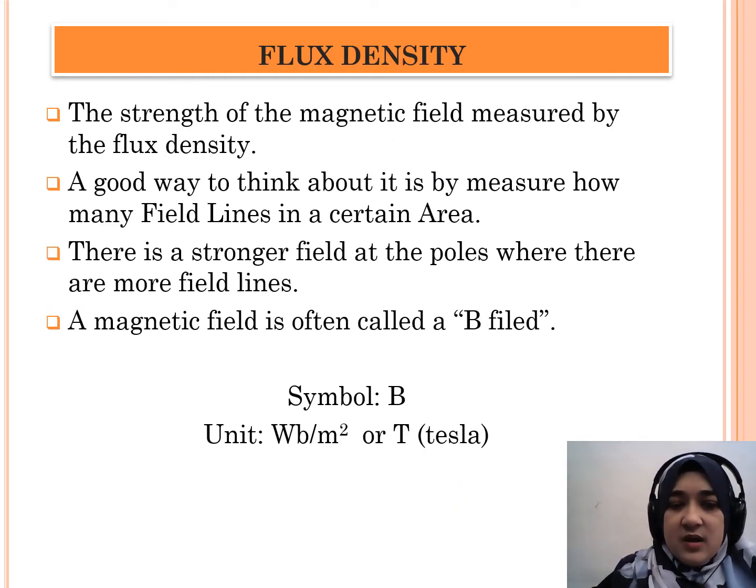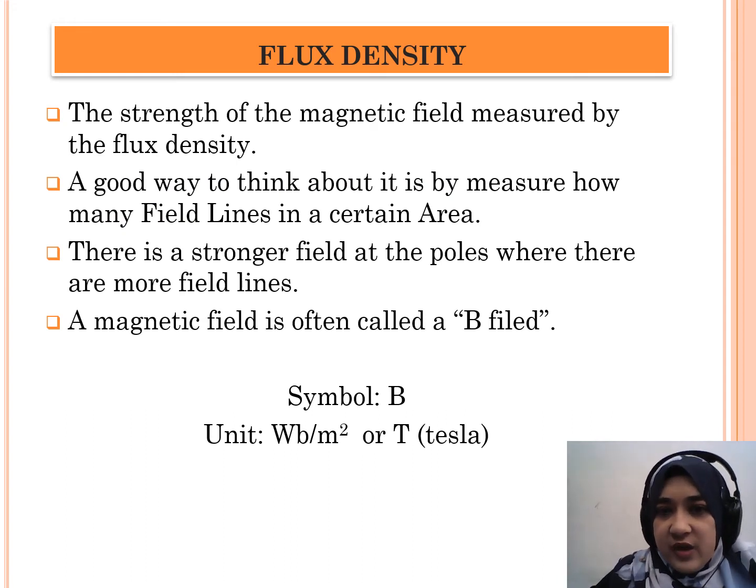Okay, and then the strength of the magnetic field is measured by the flux density. The strength of the magnetic field we call flux density B. The good way to think about it is to measure how many field lines are in a certain area. The stronger the field at the pole, the more field lines. We call it B, and the unit is Weber per meter squared or just Tesla. We always use Tesla in our questions.